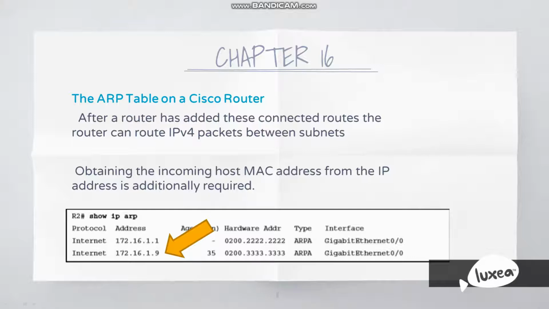How to check is simple. Show IP ARP, and in this picture we can see the ARP entry for 172.16.9.1, and it transmits the frame out interface Gig 0/0.